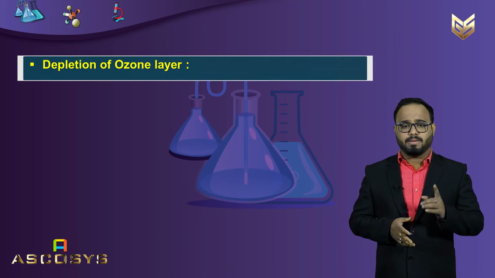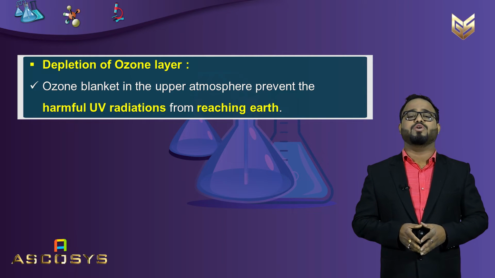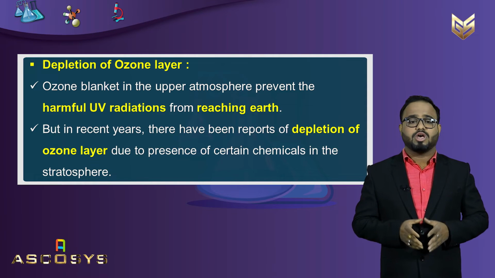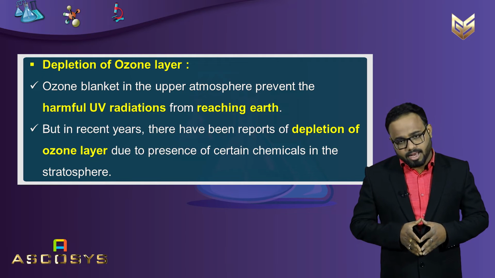Depletion of ozone layer. Number 1, the ozone blanket in the upper atmosphere prevents the harmful UV radiations from reaching Earth. But in recent years, there have been reports of depletion of this layer due to the presence of certain chemicals in the atmosphere.